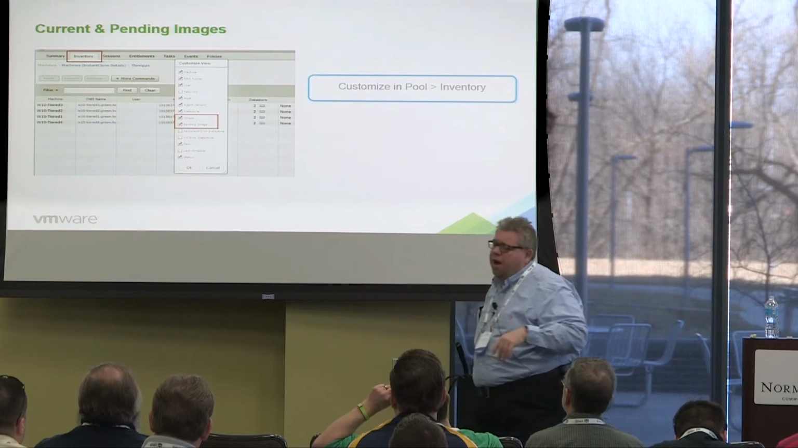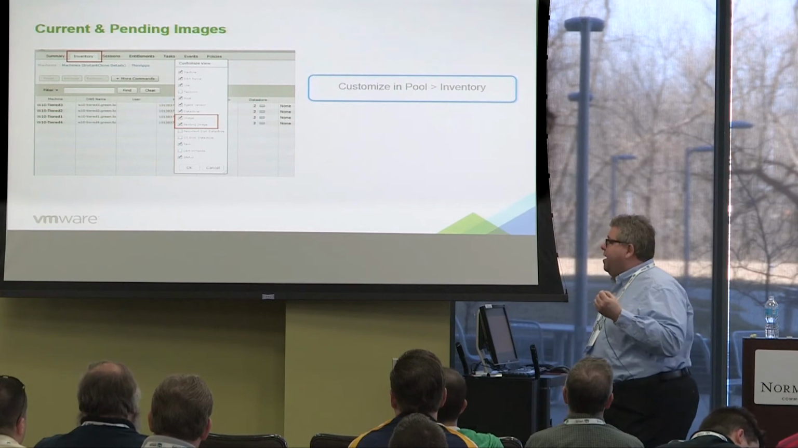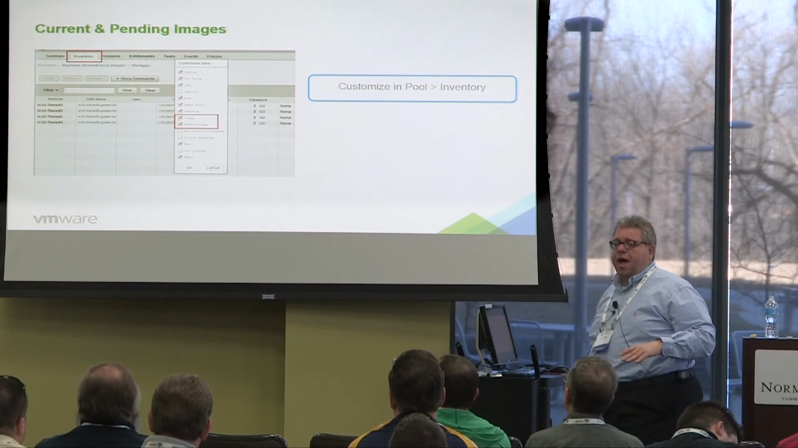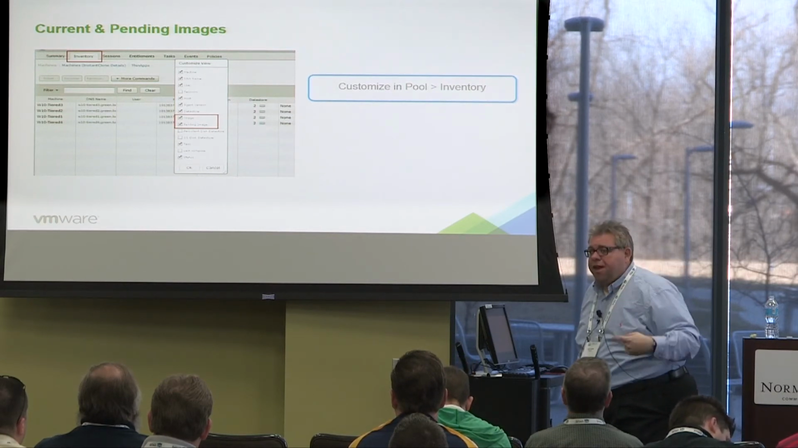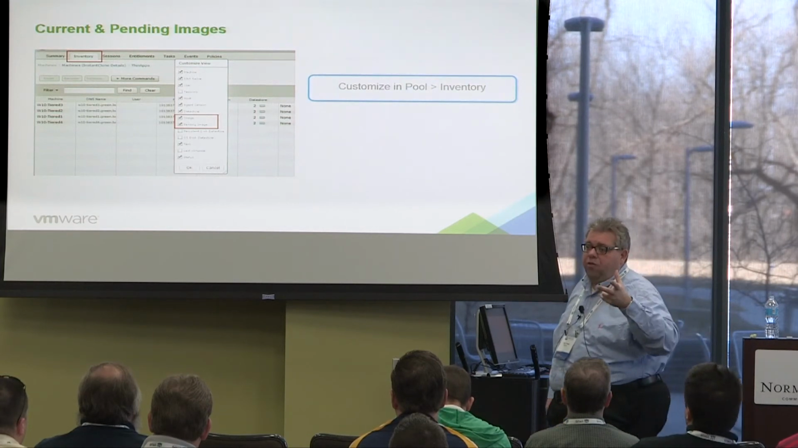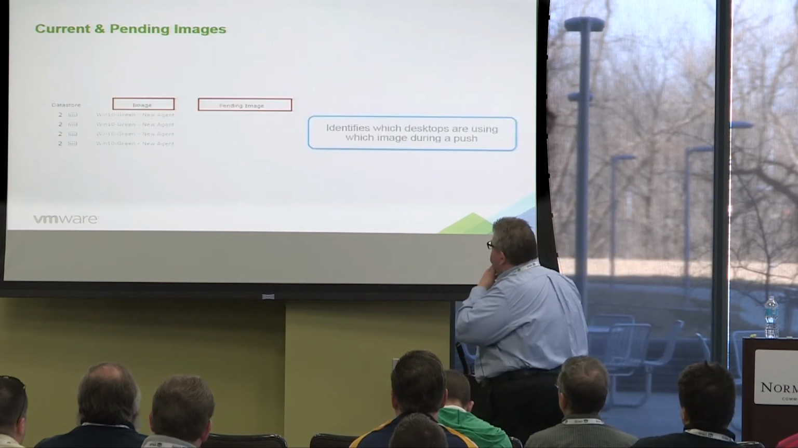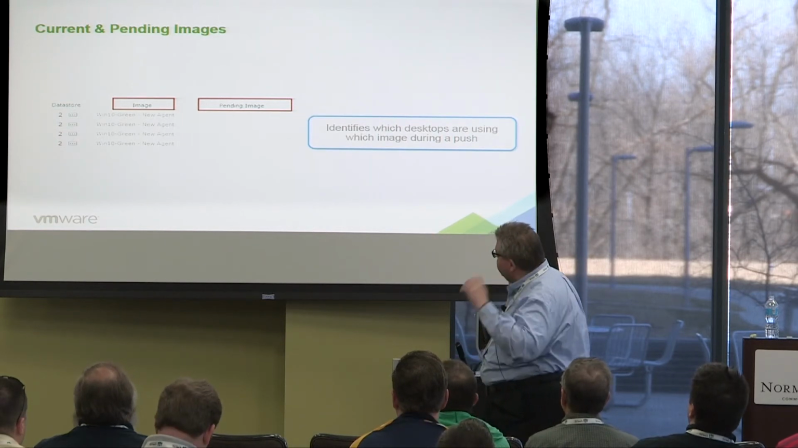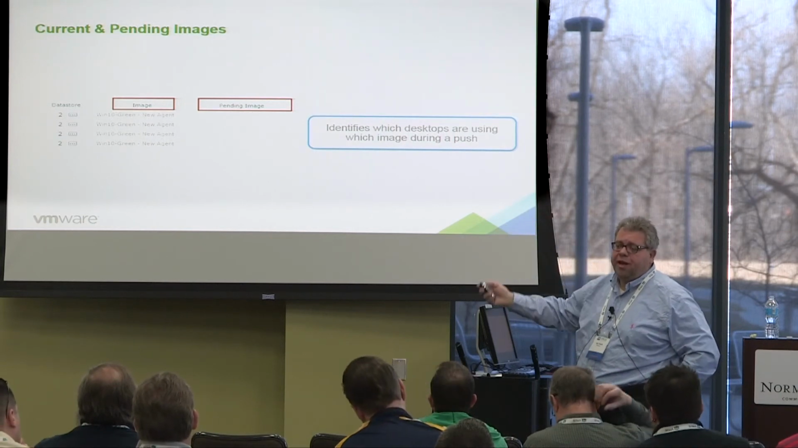And when I'm actually in the middle of a push operation, I can see the list of desktops in the pool in the inventory, and I can customize columns there to show the current image and the pending image, so that as the image is getting pushed out, I can checkpoint how many desktops are on the old image, how many are on the new image. There's another way to look at that as well here. So this is showing, I have no pending images in that screenshot, but it shows which desktops are running on the current image and which are running on the pending image.